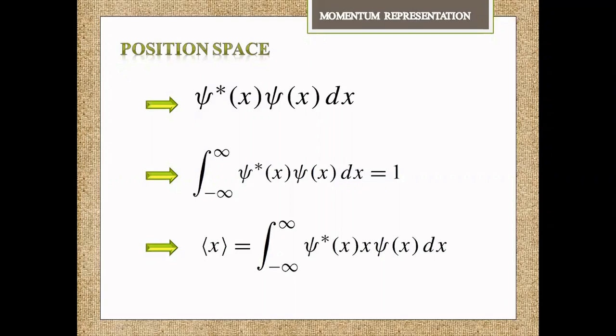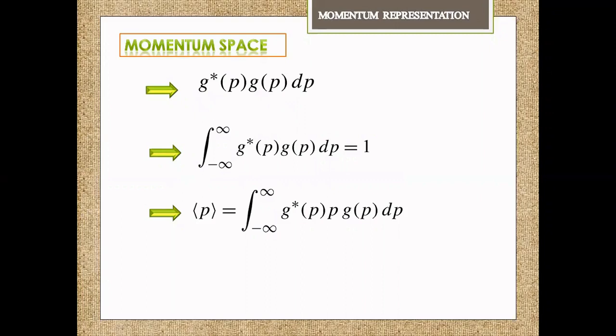Next is the position expectation value. Expectation value is the mathematical average of a large number of measurements done on similar systems at an instant, or the mathematical average of a large number of measurements done on a single system at various times.